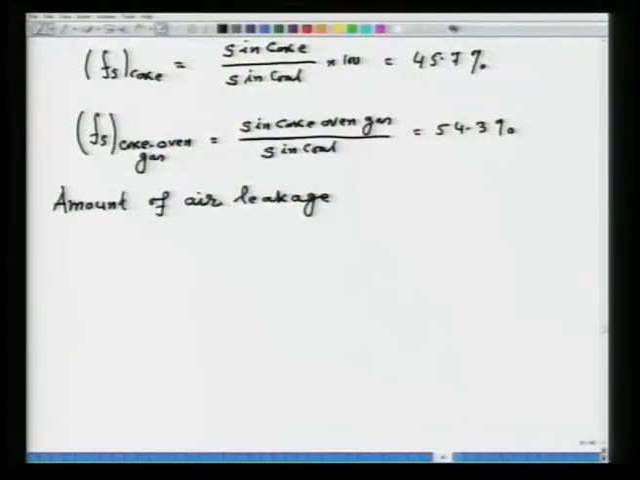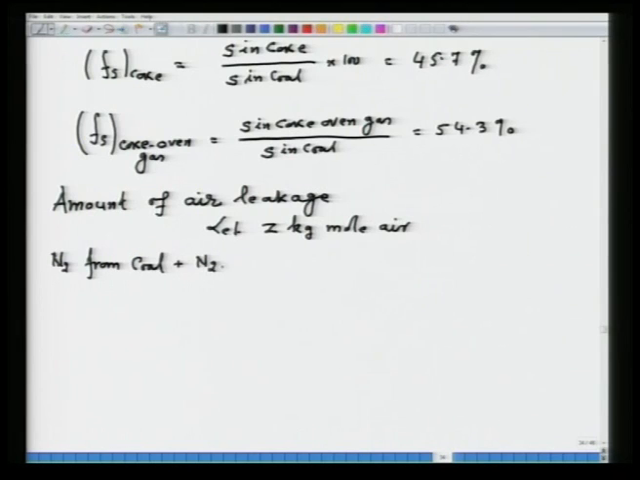So, we have to perform the nitrogen balance, and in order to perform the nitrogen balance, I will write down again, let us consider say Z kg mole air. Now, mind you, we do not know the composition of air. So, that has to be calculated. So, nitrogen from coal, now input side will also have nitrogen from air, that will be equal to nitrogen in coke plus nitrogen in tar plus nitrogen in coke oven gas.